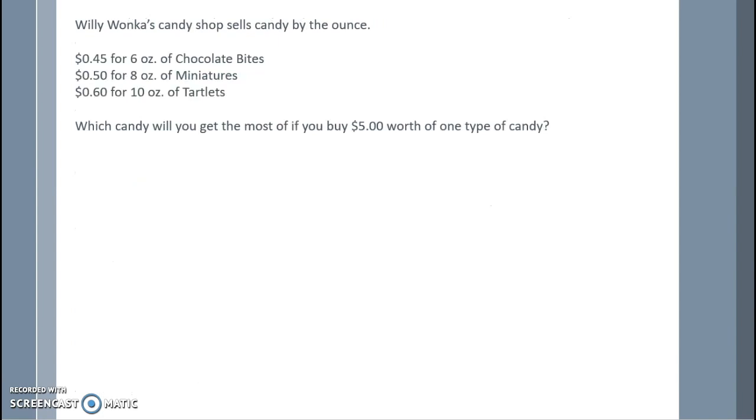Willy Wonka's candy shop sells candy by the ounce. There are 45 cents for 6 ounces of chocolate bites, 50 cents for 8 ounces of miniatures, and 60 cents for 10 ounces of tartlets. Which candy will you get the most of if you buy $5 worth of one type of candy?